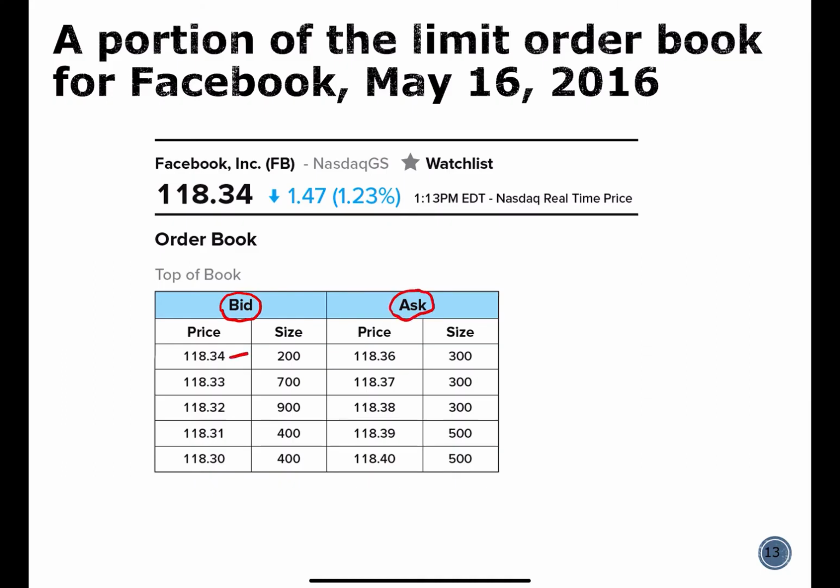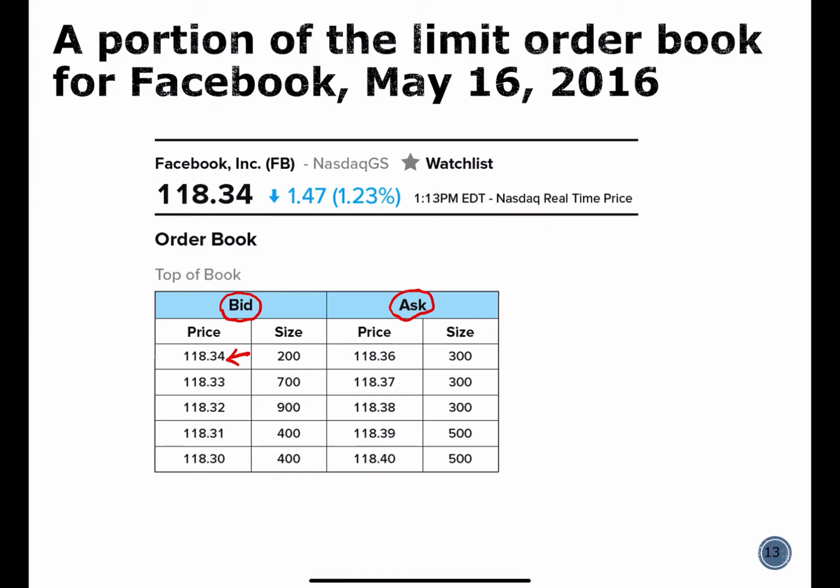So let's see the first number, 118.34. This number tells you the highest price these buyers want to buy your stock at is 118.34. And you can see that the highest price is on the top, right? Because the second highest price is 118.33.